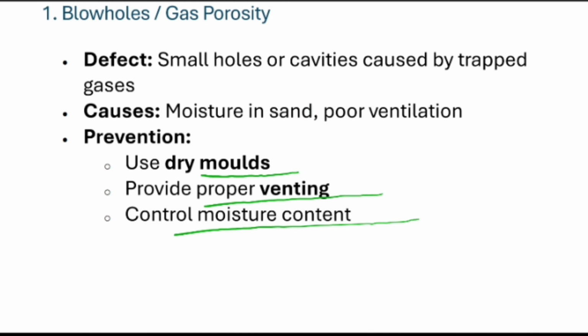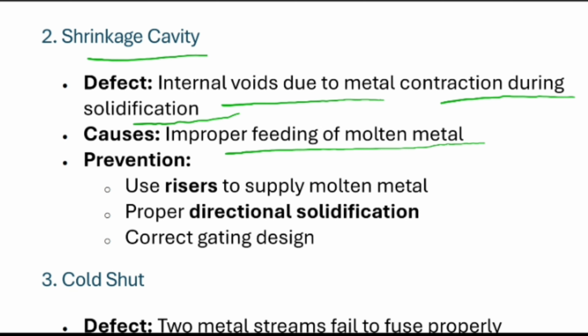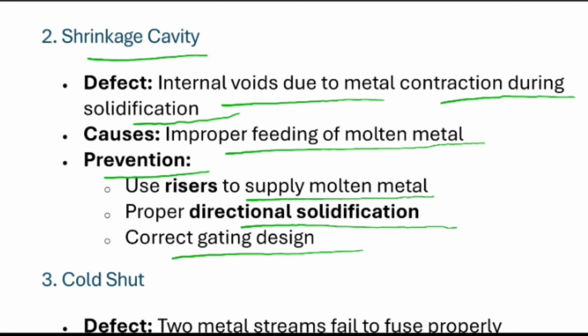Next defect is shrinkage cavity. How do you get the shrinkage cavity? The defect is internal voids due to metal contraction during the solidification process. The cause is improper feeding of molten material. Coming to the prevention, use a riser to supply the molten material, proper directional solidification and correct gating design.